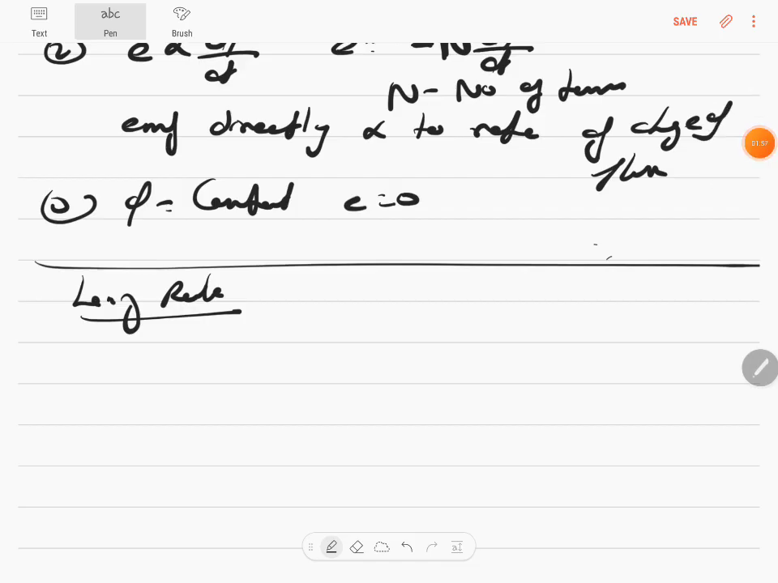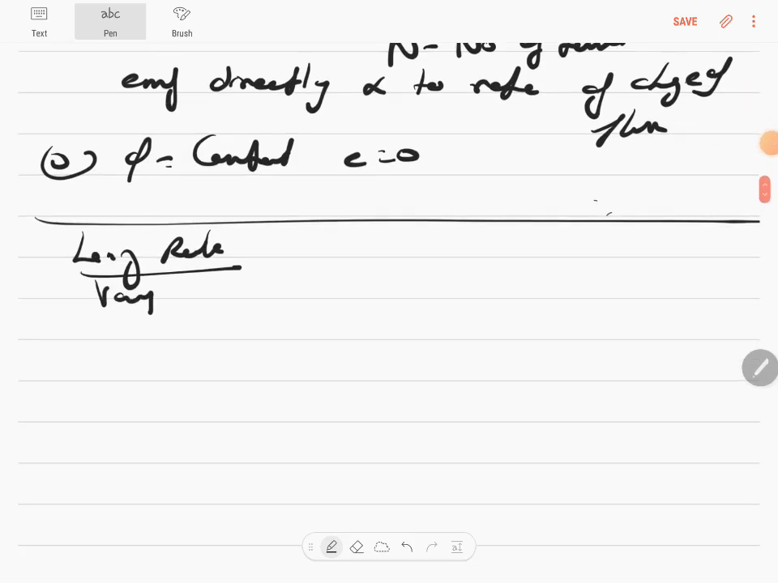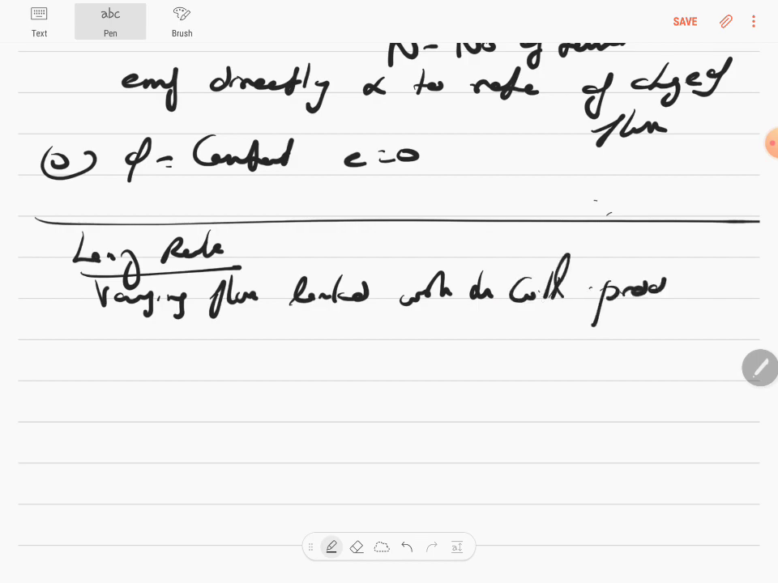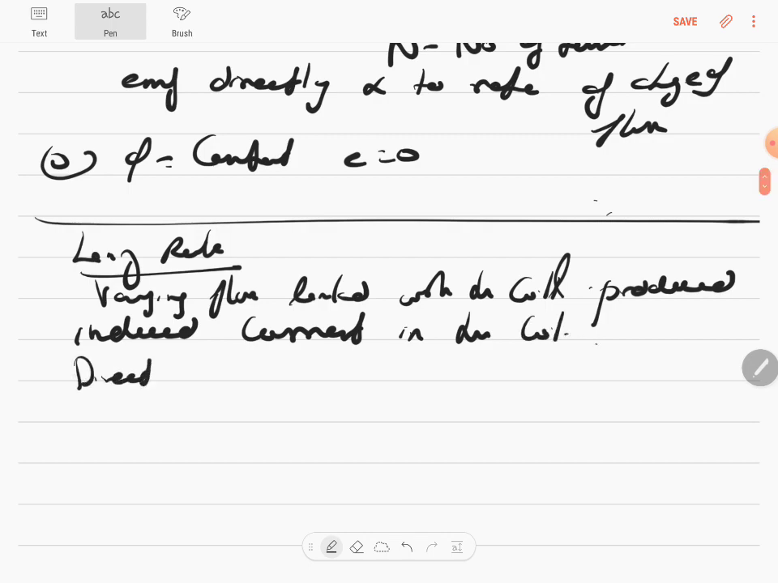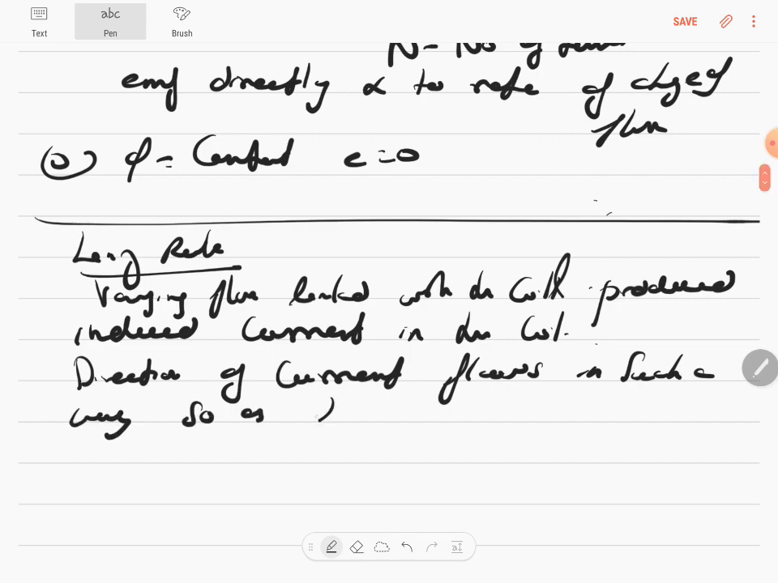So Lenz's rule says that the varying flux linked with a coil produces an induced current in the coil. Don't say EMF. The direction of current flows in such a way so as to oppose what has caused it.